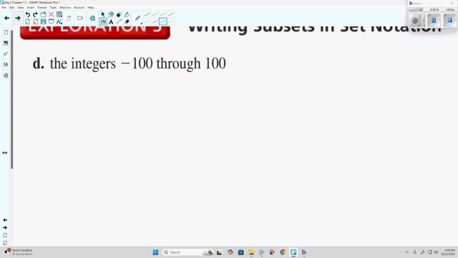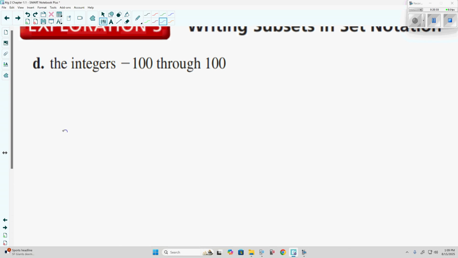Then what? Negative 99. Then negative 98, negative 97, negative 96, negative 95, negative 94. Is it doable to write all these out? I mean, it is. Would we want to write them out? No. That's going to be 201 numbers that we would have to list out. I think we have better things to do than to write out all the numbers from negative 100 to 100.